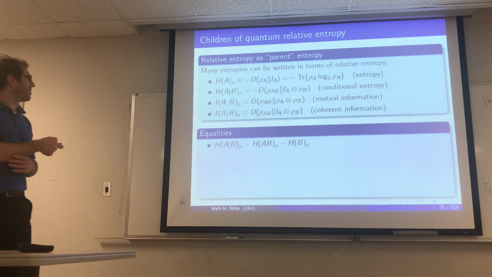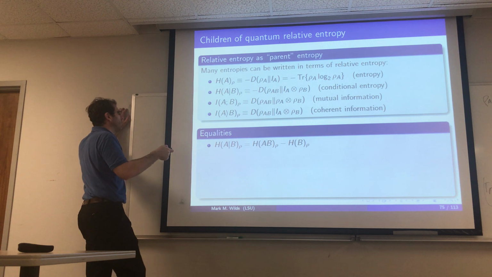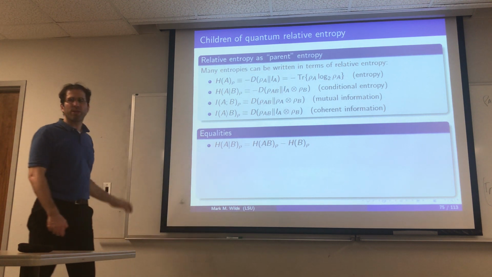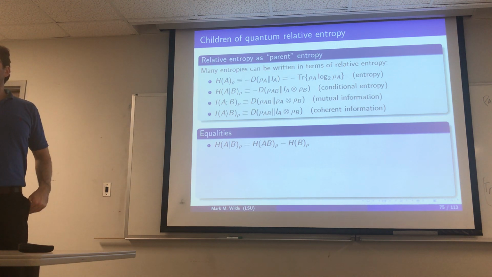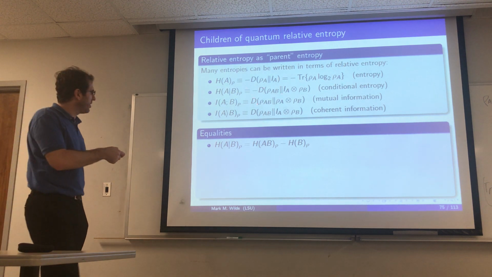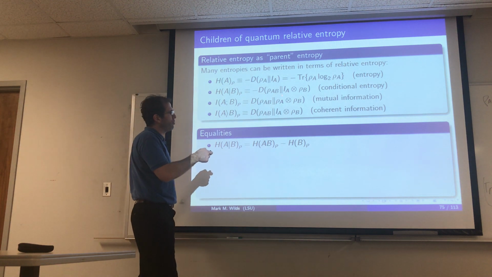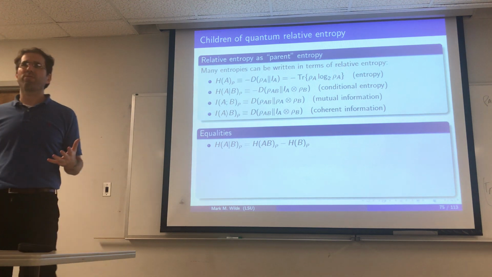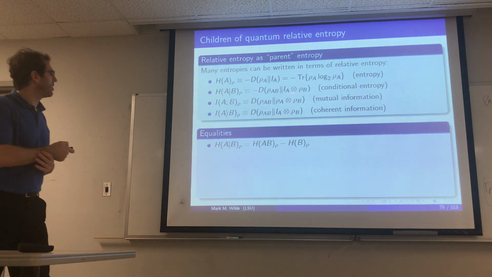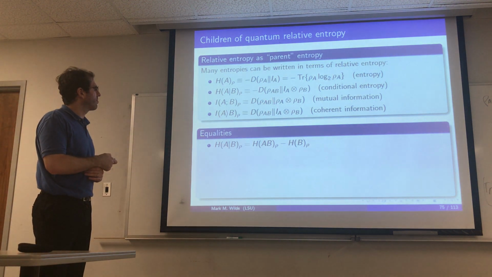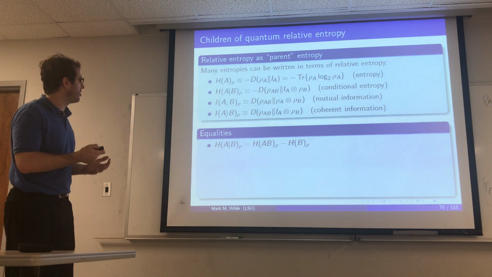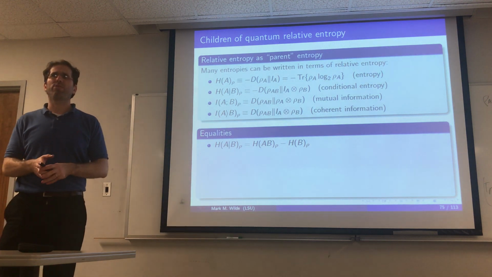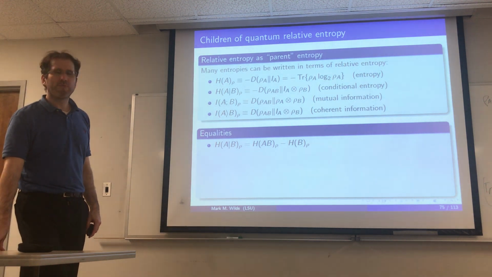So it's like, how distinguishable is rho AB from a product state? If this evaluates to 0, then by what we wrote previously, rho AB must in fact be a product state. But if it's not a product state, this will be strictly non-zero. In that sense, the mutual information is a measure of correlation. It tells you how far you are from being a product state.